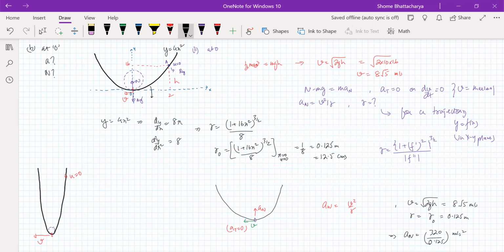Sir, is there any chance of the ring breaking or something? Yeah, it can happen because normal reaction being such a large amount of force will create high stress on the material of the ring as well as the material of the wire. So it can get bent, it can actually split. A number of things can happen. Okay, sir. So this is how much? 320 divided by 0.125. Yeah, it's a pretty large amount of acceleration.